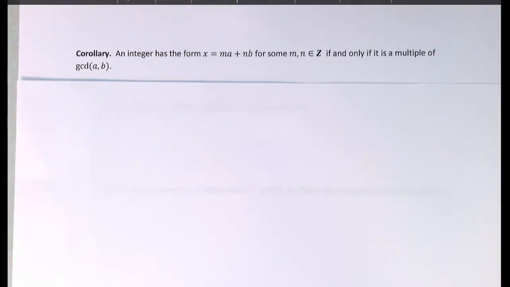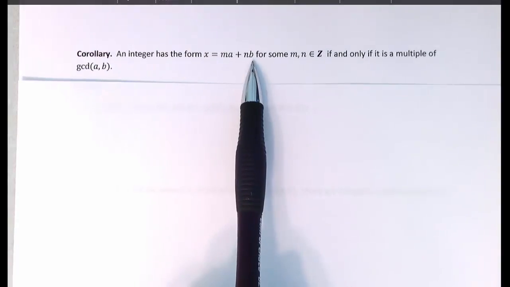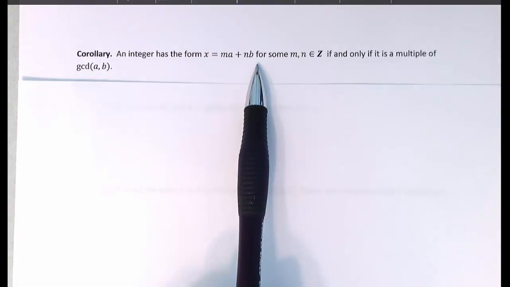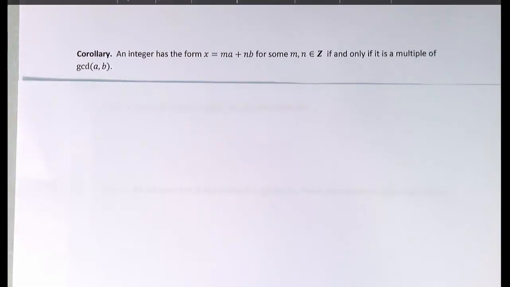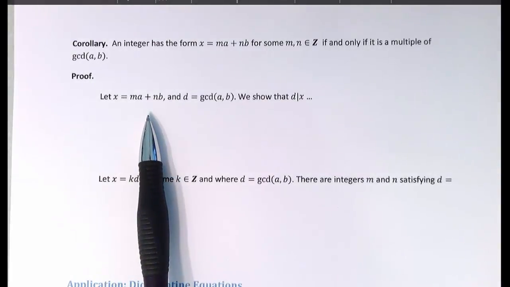We've shown in the previous theorem that the GCD of A and B is the smallest of all the positive linear combinations of this form, MA plus NB. We now want to show that the only linear combinations, MA plus NB, are in fact multiples of the GCD of A and B. Let X be some one of these linear combinations.